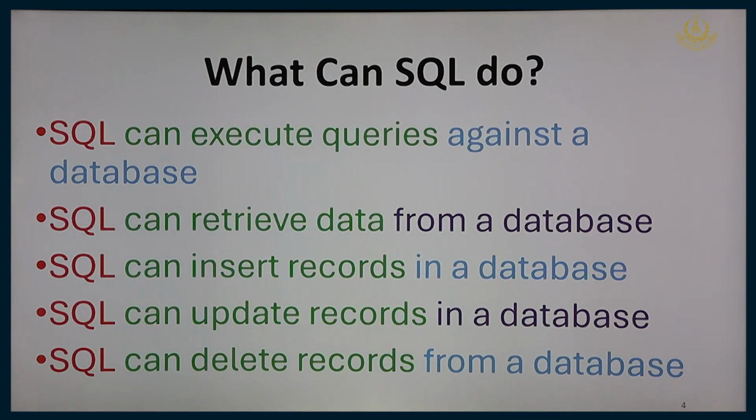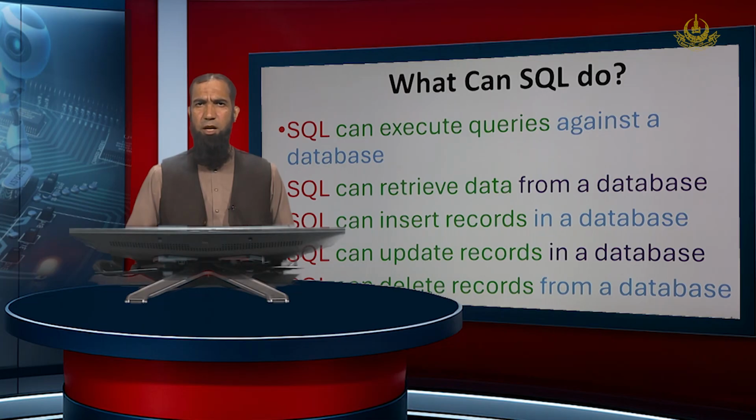Now that we understand the different types of SQL statements, let's discuss what SQL can actually do in practical terms. SQL is the interface between us and the database. Every time we talk to the database, we do it through SQL commands. The first thing SQL can do is execute queries against a database. This means we can ask questions such as show me all students enrolled in the BS CS program, or list all employees whose salary is greater than 90,000. These questions are expressed in SQL using the select statement.